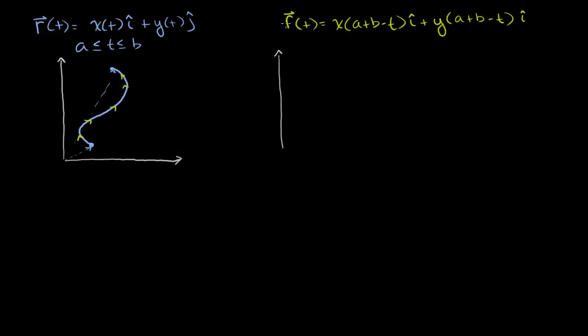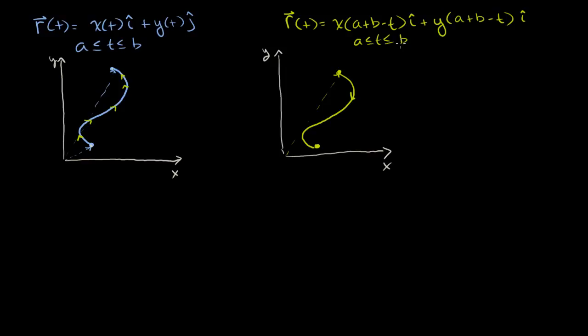Let me draw my axes. It's my y-axis. That is my x-axis. This is also true for a less than or equal to t, which is less than or equal to b. So t is going to go from a to b. But here, when t is equal to a, you substitute it over here, you're going to get this vector. You're going to start over there. And as you make t larger and larger, you're going to trace out that same path, but in the opposite direction.